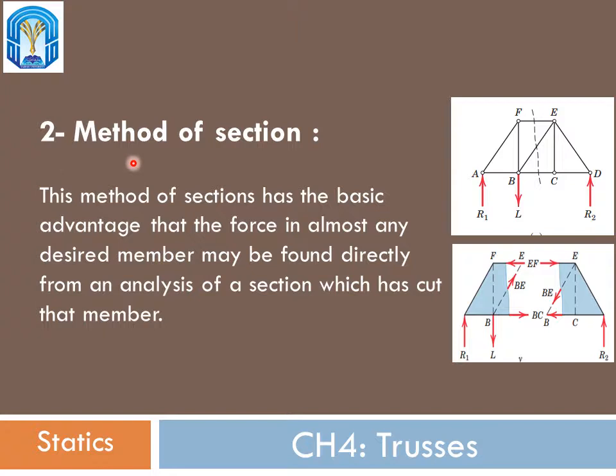And number 2 is the method of sections. This method has the basic advantage that the force in almost any desired member may be found directly from an analysis of a section which has cut that member. And basically we use the method of sections, except if they ask in the question to solve the problem by the method of joints, or the method of sections doesn't work.